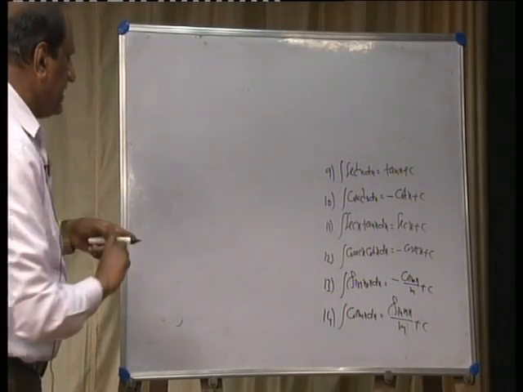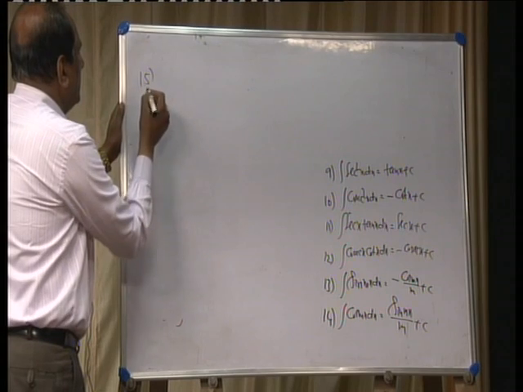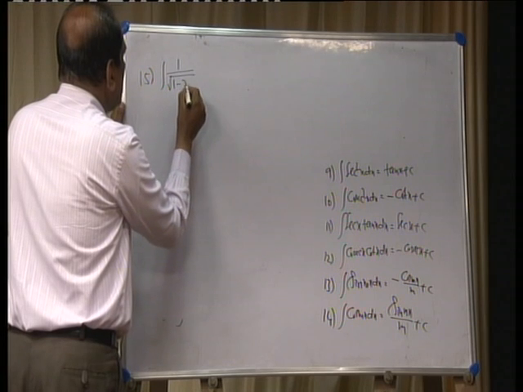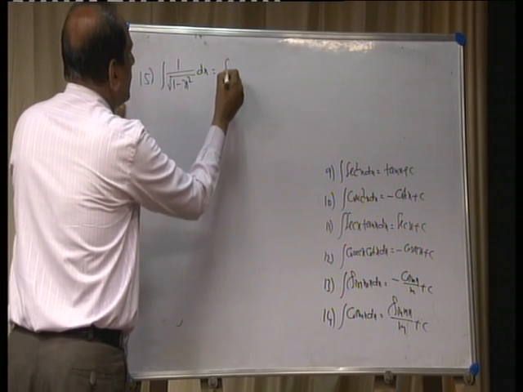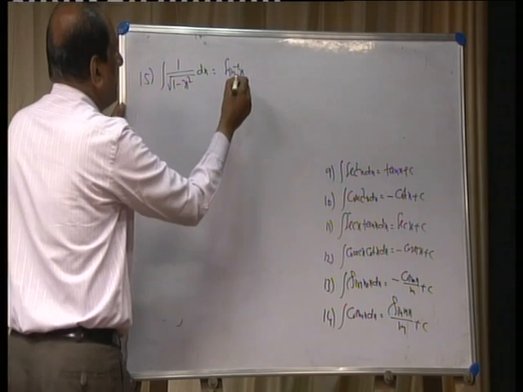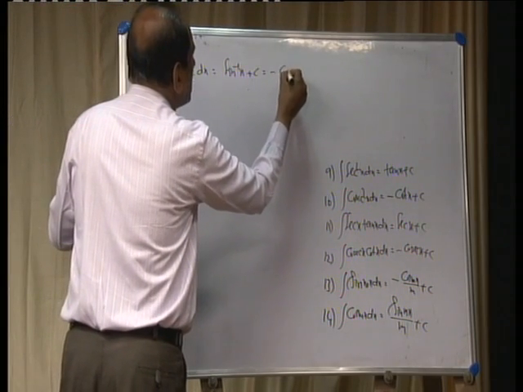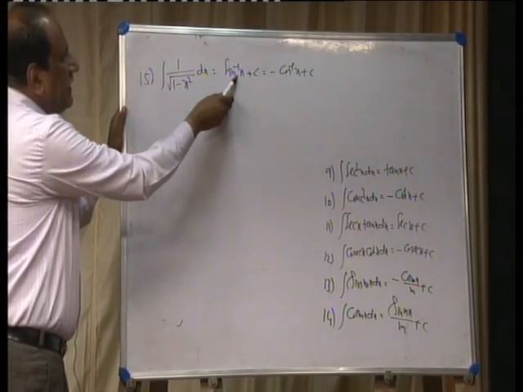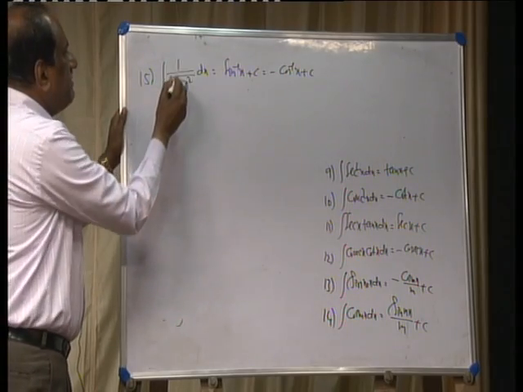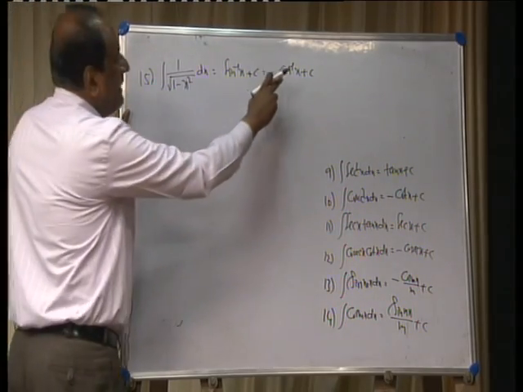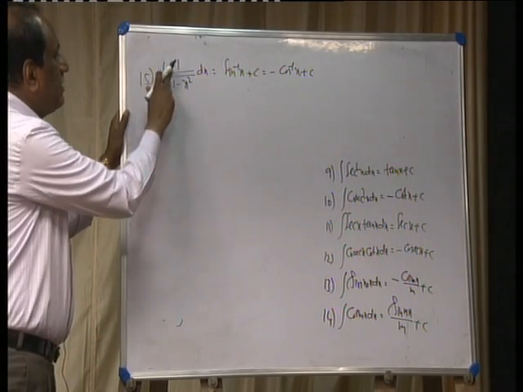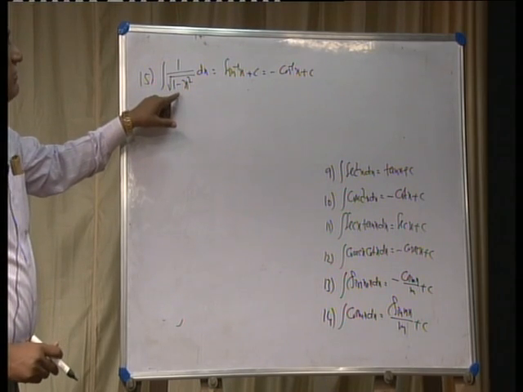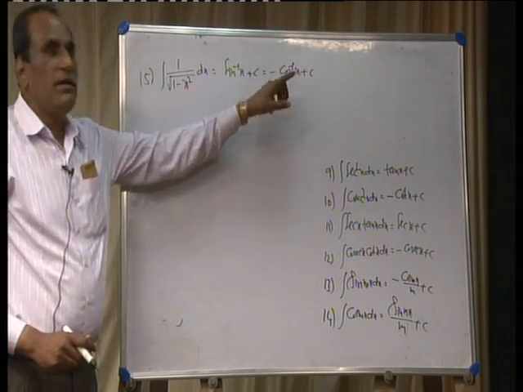Next, the 15th, 16th, and 17th results. The 15th one: integration of 1 by root of 1 minus x square dx is equal to sin inverse x plus c, or minus cos inverse x plus c. See here, the derivative of sin inverse x is 1 by root of 1 minus x square. The derivative of cos inverse x is minus 1 by root of 1 minus x square. Transfer the minus to that side, so we get 1 by root of 1 minus x square integration, you will be getting minus cos inverse x plus c.